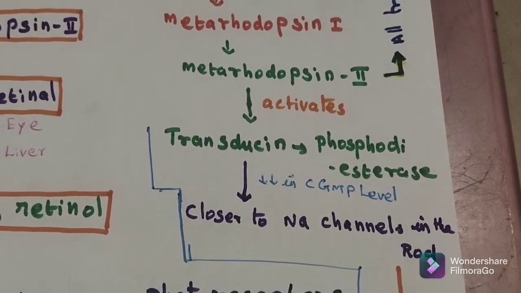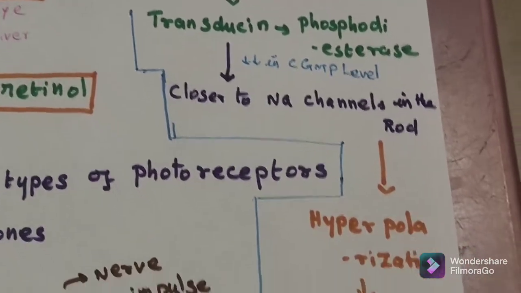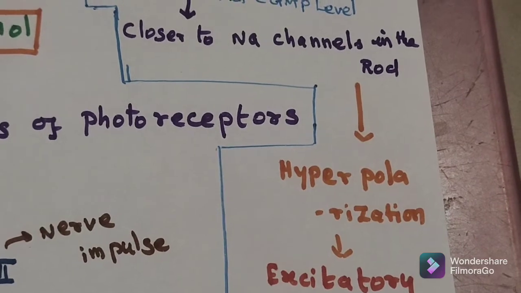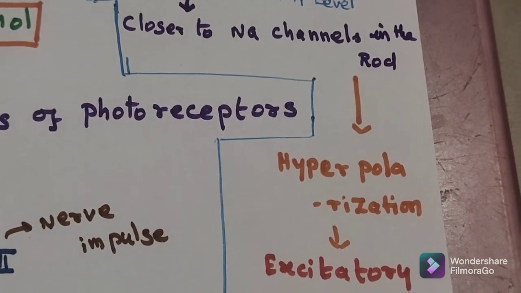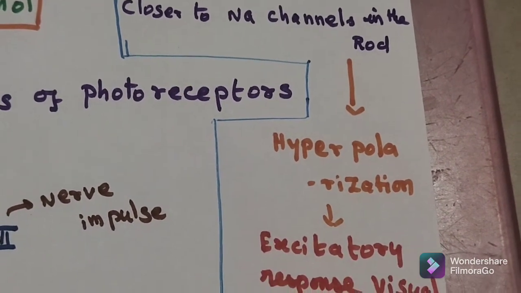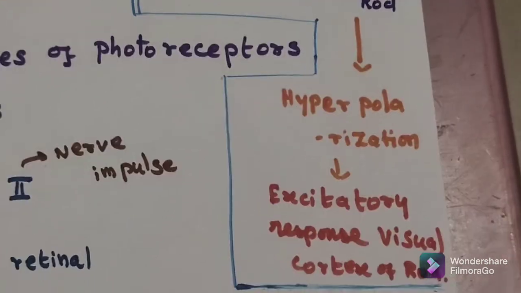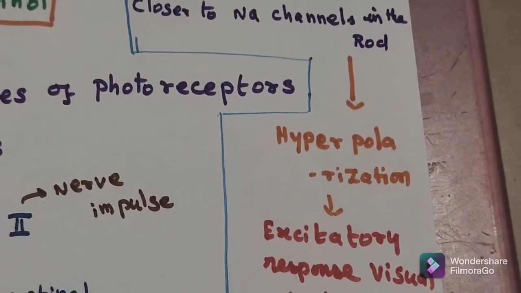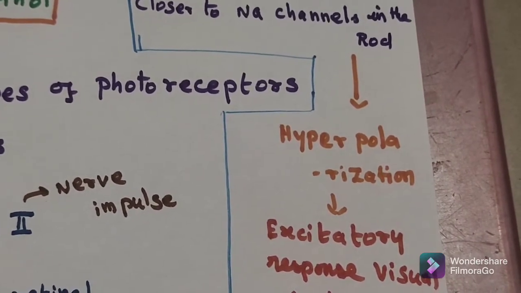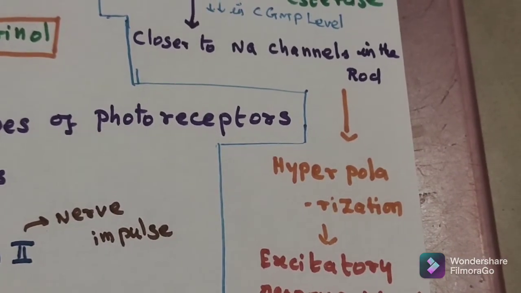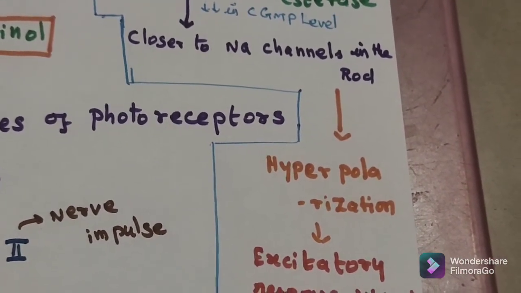It leads to hyperpolarization and an excitatory response to the visual cortex from the rod. So rods are responsible for dim light vision. This is how rods are important in the maintenance of vision.